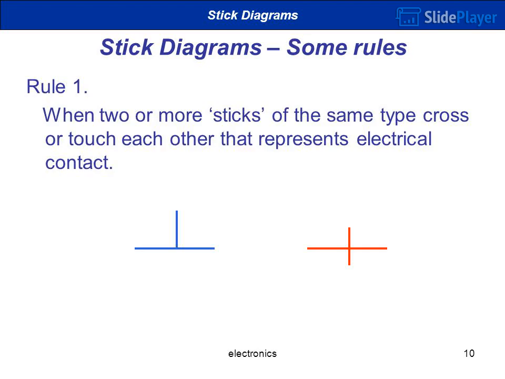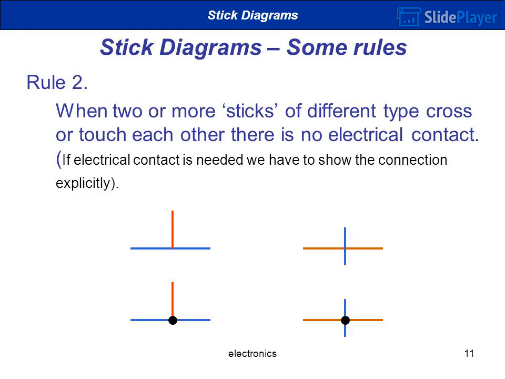Stick diagrams, some rules. When two or more sticks of the same type cross or touch each other, that represents electrical contact. When two or more sticks of different types cross or touch each other, there is no electrical contact. If electrical contact is needed, we have to show the connection explicitly.